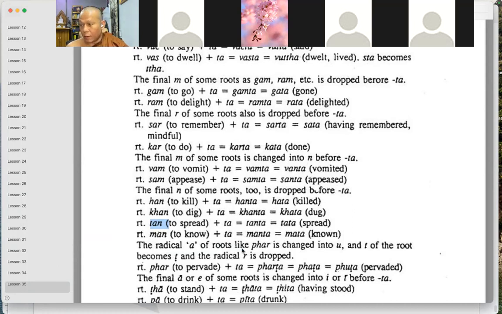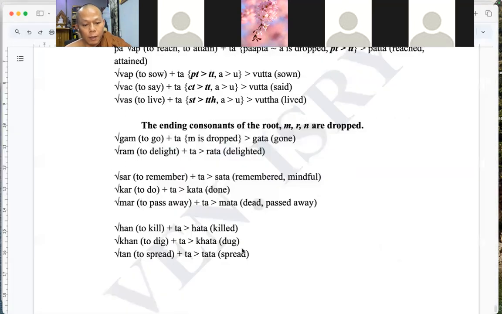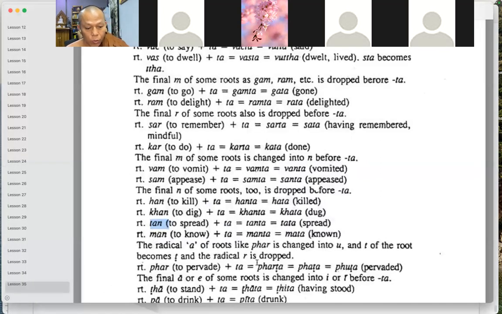Oh, okay, the same form. So separate. And then another one is root man. Root man means to think, to know.